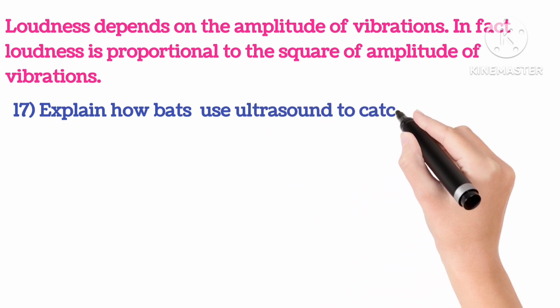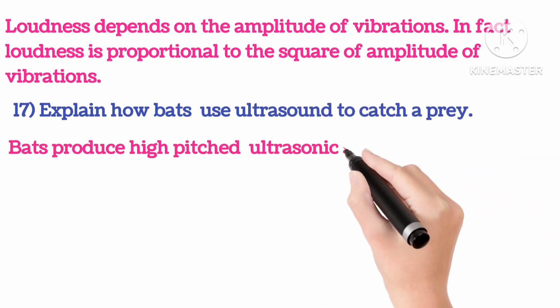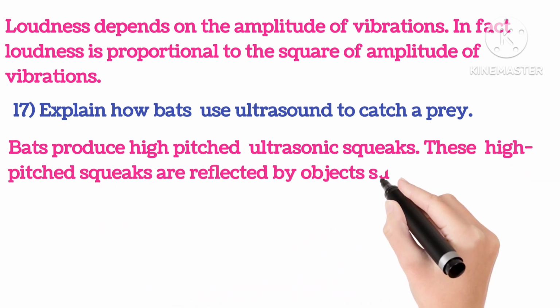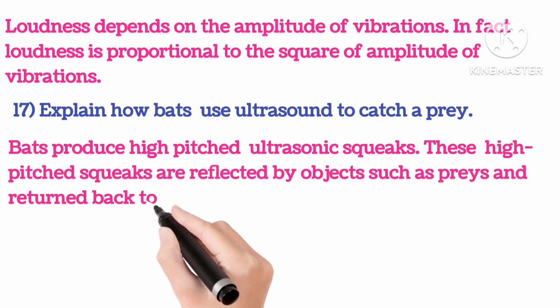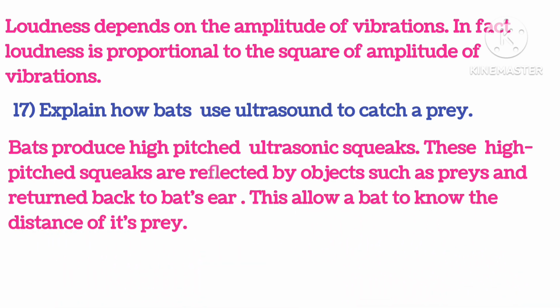17th, explain how bats use ultrasound to catch a prey. Bat produces high-pitched ultrasonic squeaks. These high-pitched squeaks are reflected by objects such as prey and returned back to the bat's ear. This allows a bat to know the distance of its prey.